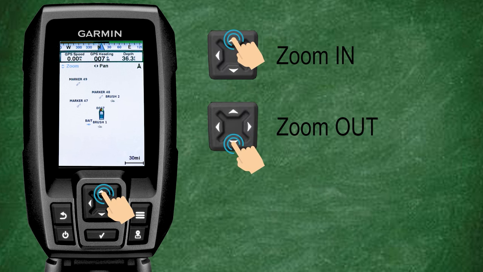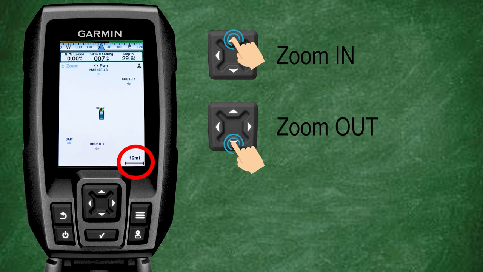Now, by pressing the up arrow on the arrow keypad, we'll zoom in on the current location, which will use the boat as the center point. You'll now notice that our distance line is now indicating 12 miles, and we lost some of those far-off waypoints from the map. This also made some of our closer waypoints more spread out and viewable. Pressing the down arrow on the arrow keypad, we'll notice that the screen zooms back out.